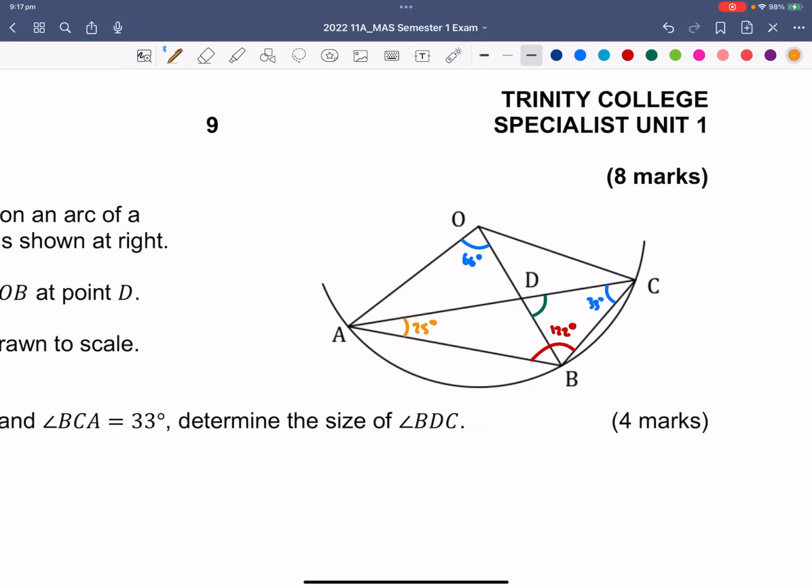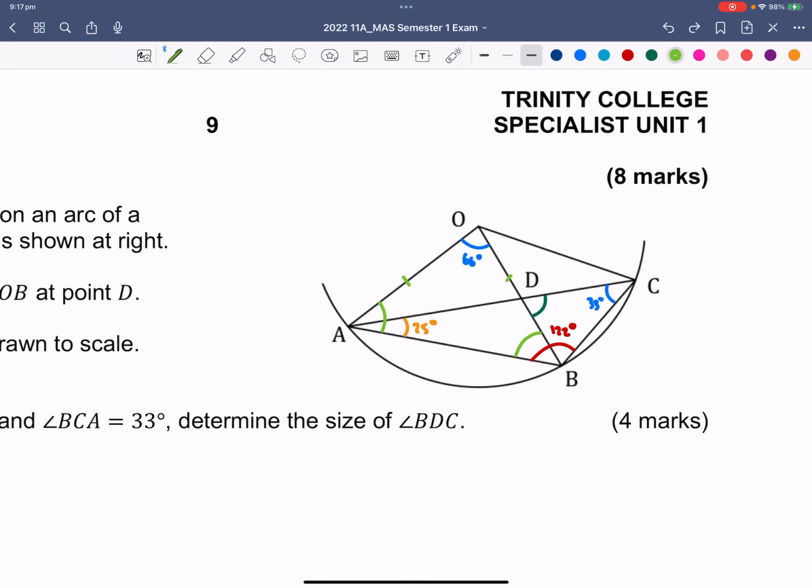Now look at angle OBA, this angle right here. Do you see that this is the radius and this is the radius? It's a little bit hard to see because they didn't give you the full triangle, but those are your two radii. And if those are your two radii, then the base angles of this isosceles triangle are equal.